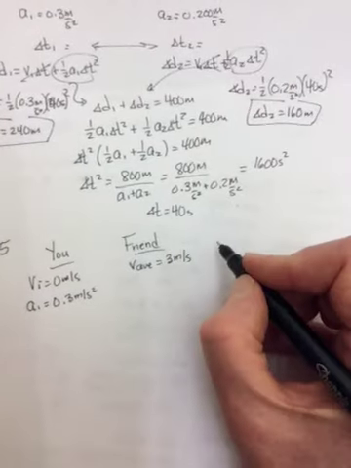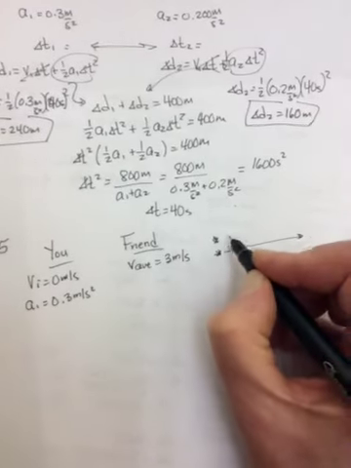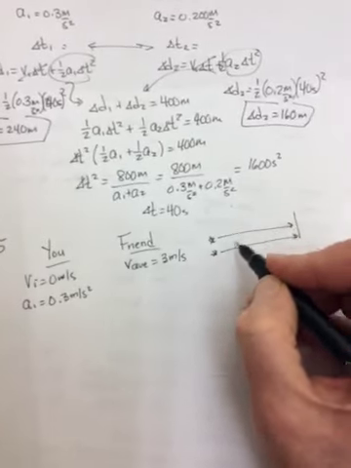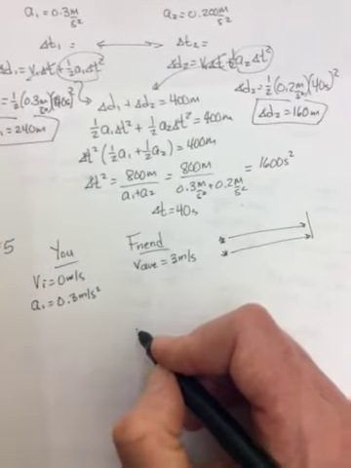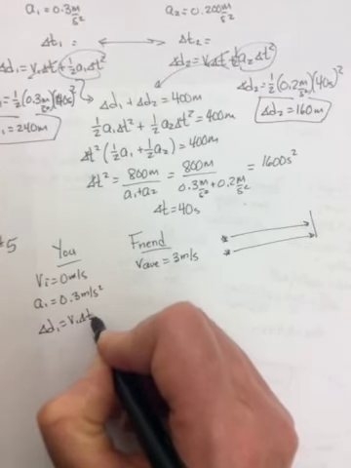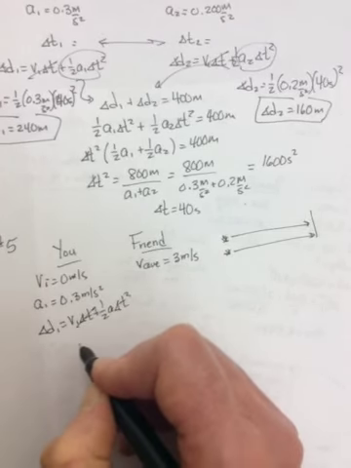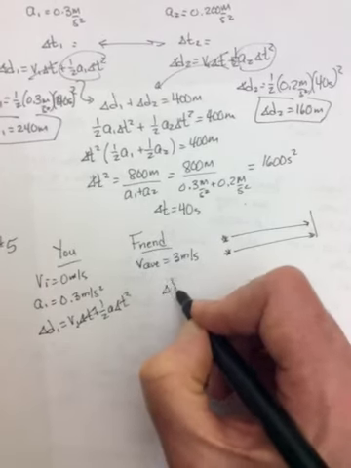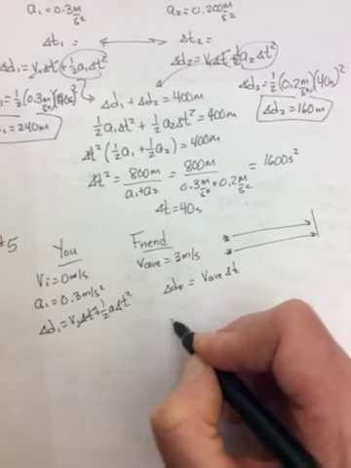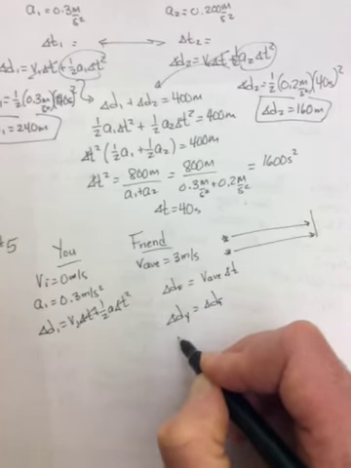Okay, so remember, this is you, and this is your friend. So your friend goes by, and then you run to catch up. You're behind, but you eventually catch up. The times will be the same, and the delta D's will be the same. So delta D for you is VI delta T plus 1/2 A delta T squared. This goes to 0. Delta D for your friend is just going to be VAV delta T. And they must be equal.